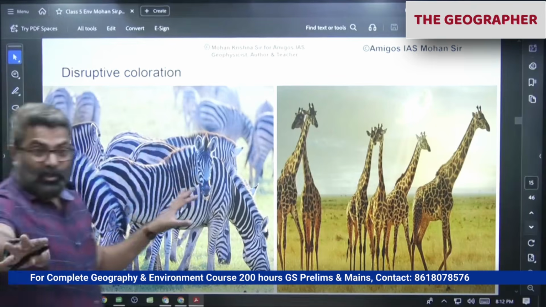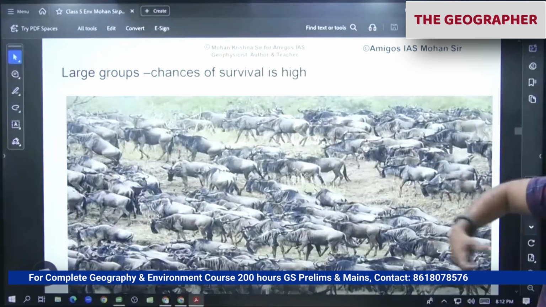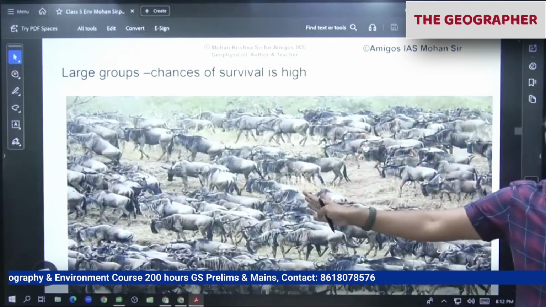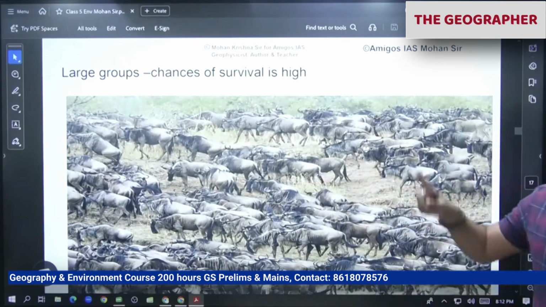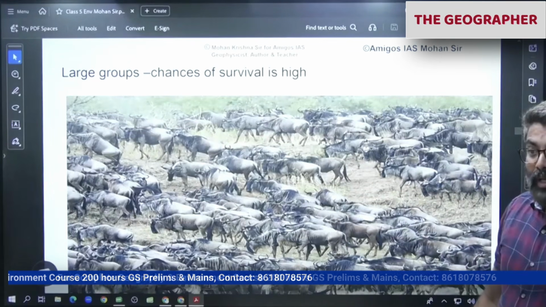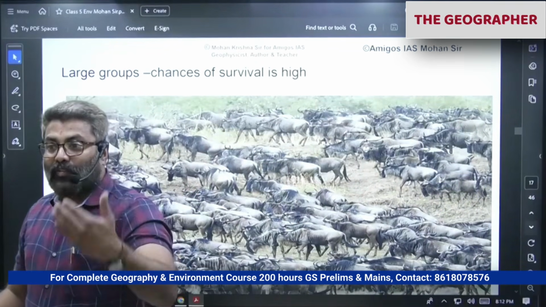And they live in large numbers. Let's say, I'll come back to this. Here, these are wildebeest, hundreds and thousands of them together. That means the chance of surviving is more. If the prey is alone, if I am alone, a lion can come and eat me. So the chance of death is 100%.